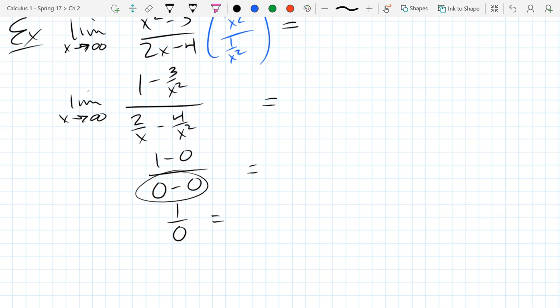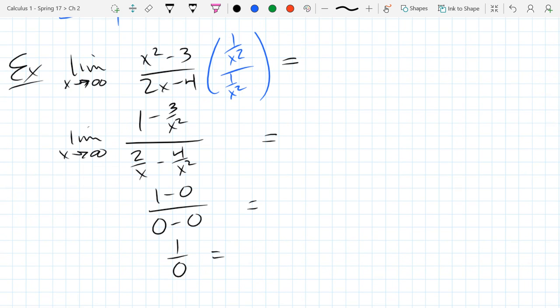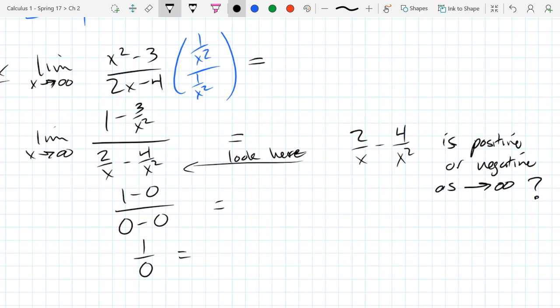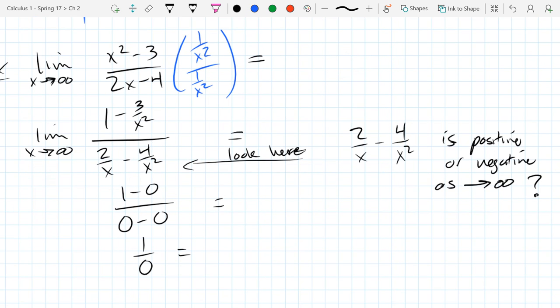So I have to decide, is what I circled positive or negative? And what we're really going to look at is the step before we write 0 minus 0. 0 minus 0 doesn't really tell us if it's positive or negative. It'll just tell us close to zero. So we're going to look here. We know it's going to be a tiny quantity, but the question is, is it a positive or negative tiny quantity when x is really big?